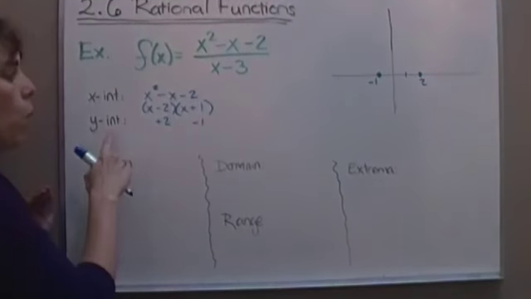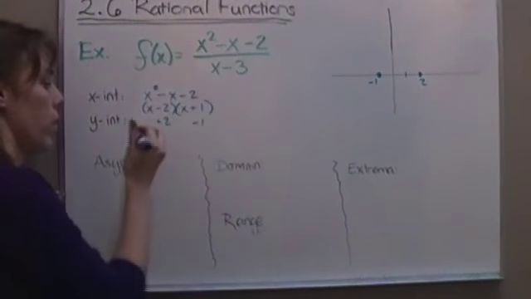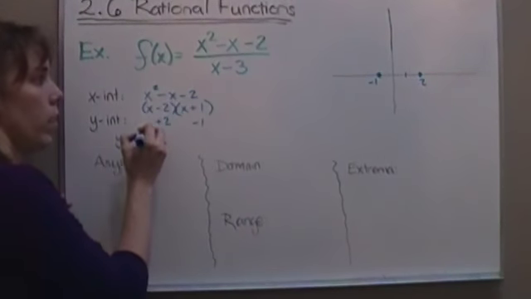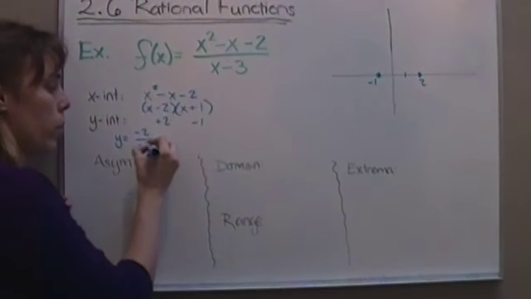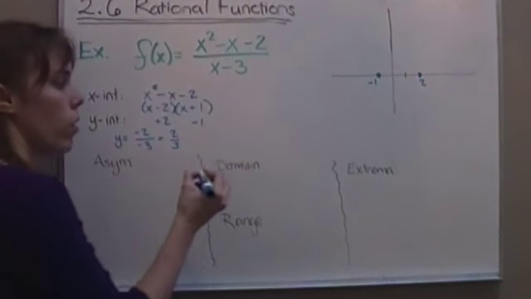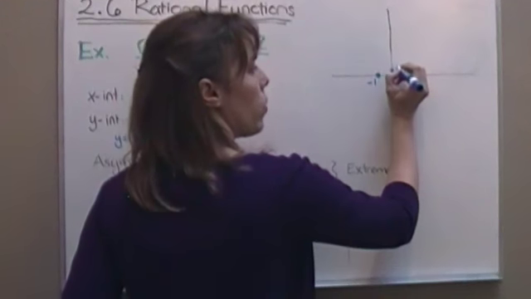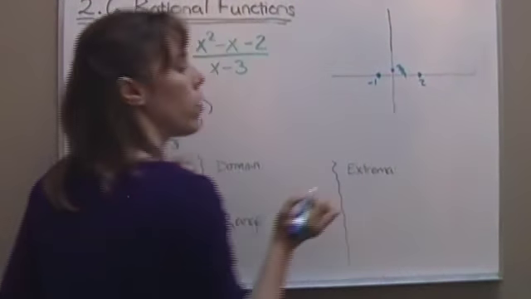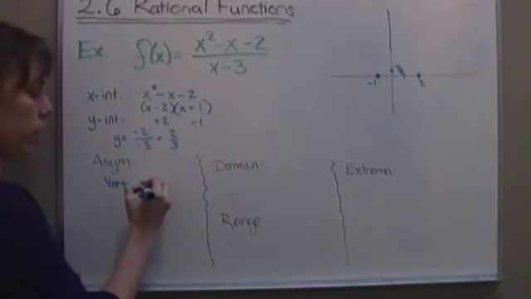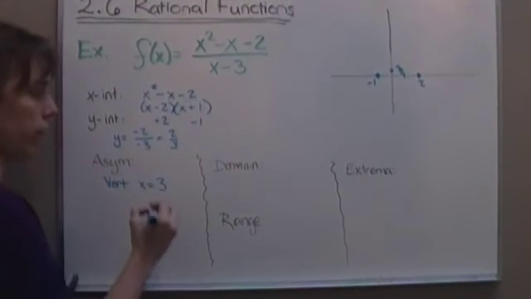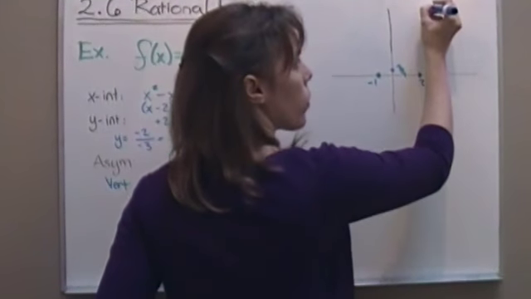Okay. Y-intercept, you make x equals 0. We get 0 minus 2. Okay, so y equals negative 2 over, plug in 0, negative 3, that's 2/3. So somewhere low like that, 2/3. All right, asymptotes, that's x equals 3, right? Let's go to 3, make a vertical asymptote.